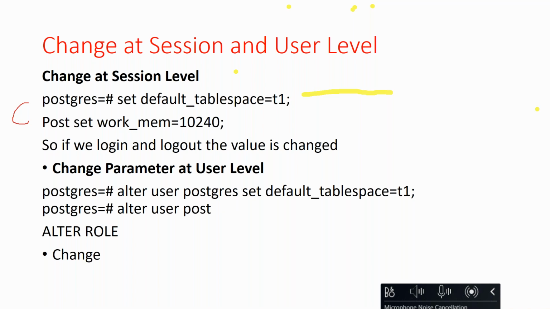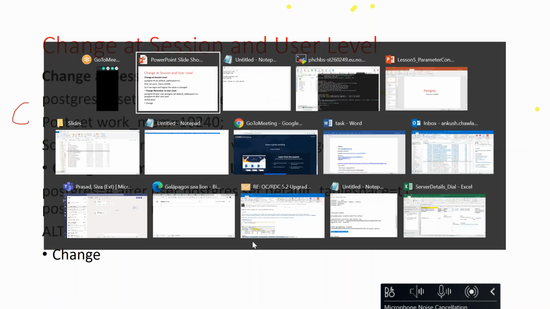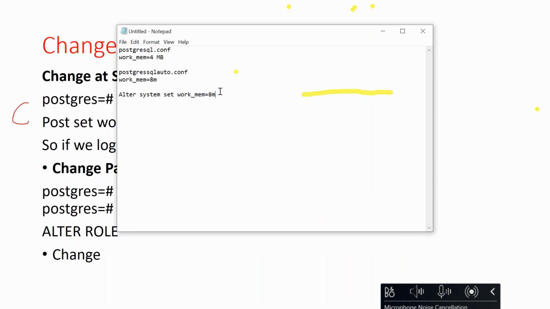So, four things: alter system at the cluster level, alter database at the database level, and alter user at the user level. I think it's simple to remember. Or you can say, not alter, only set. Here we say alter system set. Only set is for the session level, only set default tablespace.